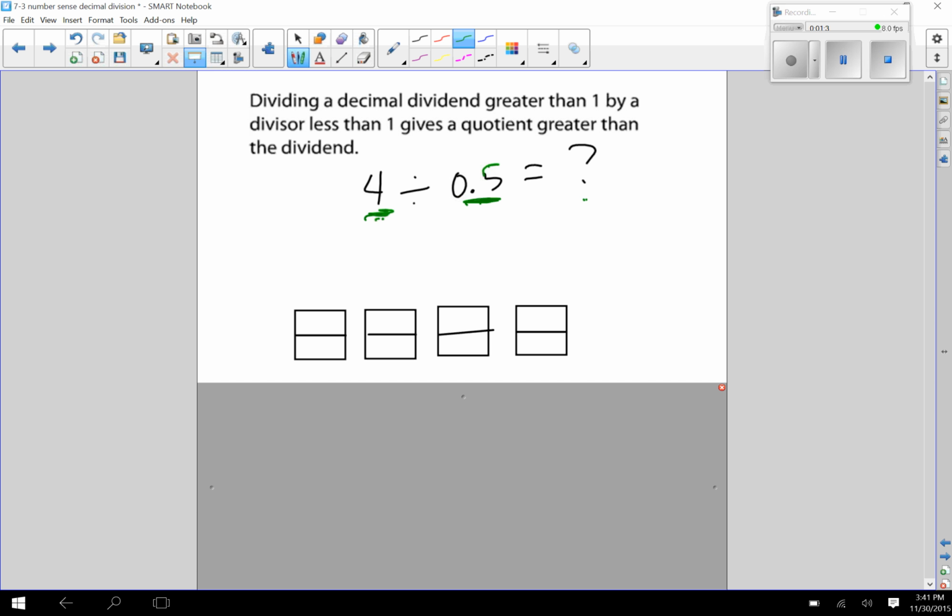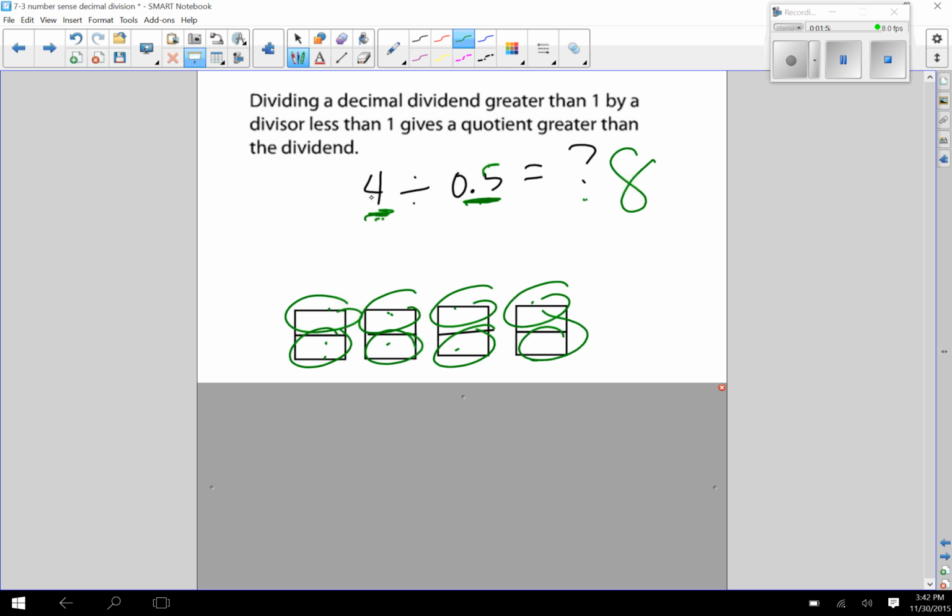Let me show you how that's going to look in pictures. I've got 4 wholes, and what I've done with my 4 wholes is divide them in halves, because 0.5 is like a half. So I'm going to see how many halves I have. I have 1, 2, 3, 1, 2, 3, 4, 5, 6, 7, 8. I would have 8 halves. So 4 divided into groups of a half would be 8.